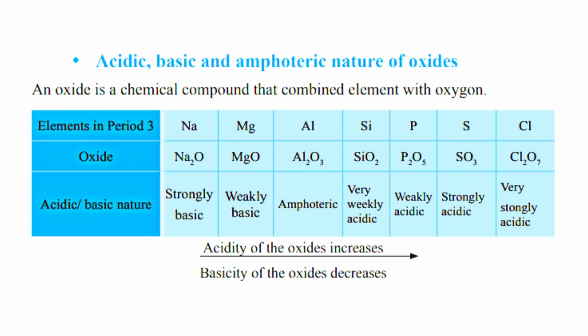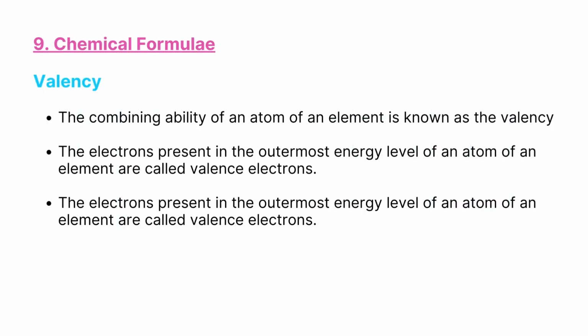Now we are going to discuss our last topic, that is chemical formulas. Here we will be discussing how to write chemical formulas. The main element for writing chemical formulas is valency. The combining ability of an atom of an element is known as the valency. The electrons present in the outermost energy level of an atom of an element are called valence electrons. But also some elements can have several valencies. The number of valence electrons in an atom of an element is generally equal to its highest valency. The valency of an element is equal to the number of electrons lost from or gained by an atom of that element, or the number of pairs of electrons shared between the atoms during chemical combination.